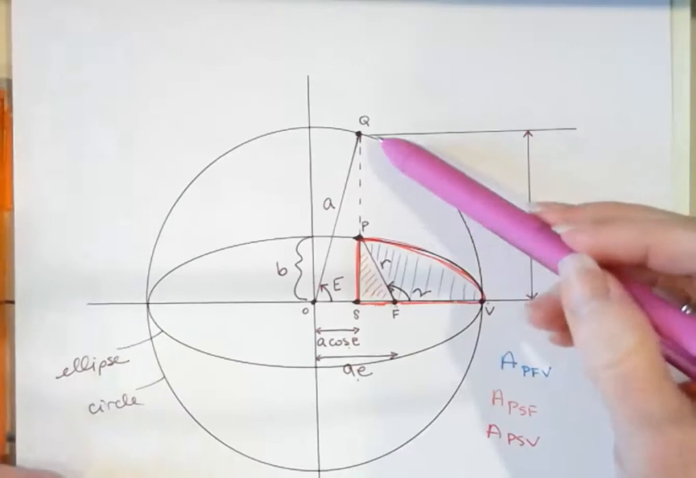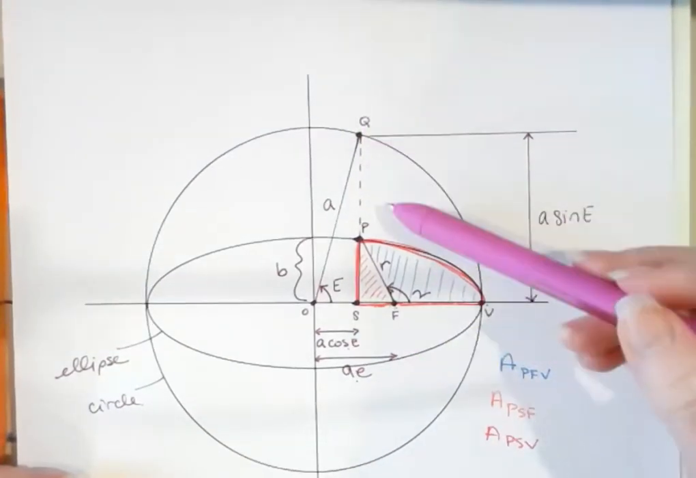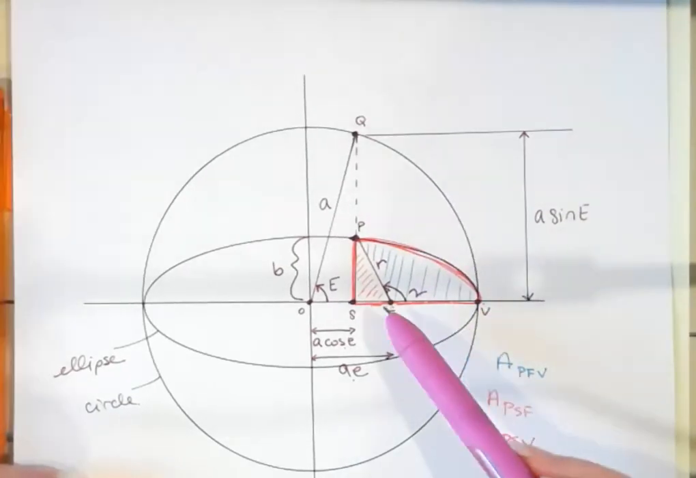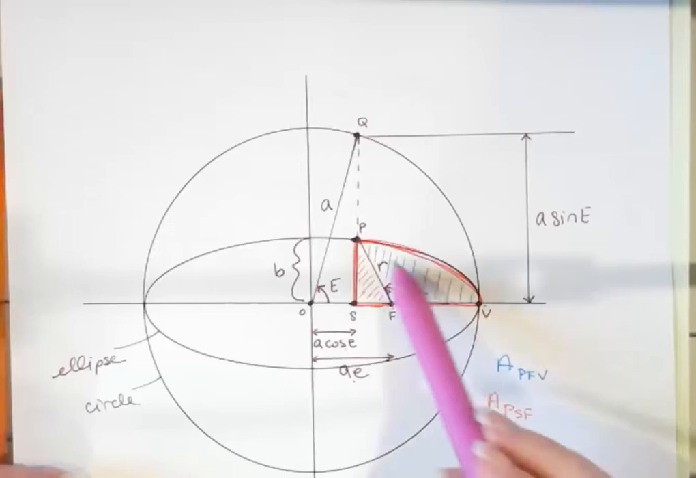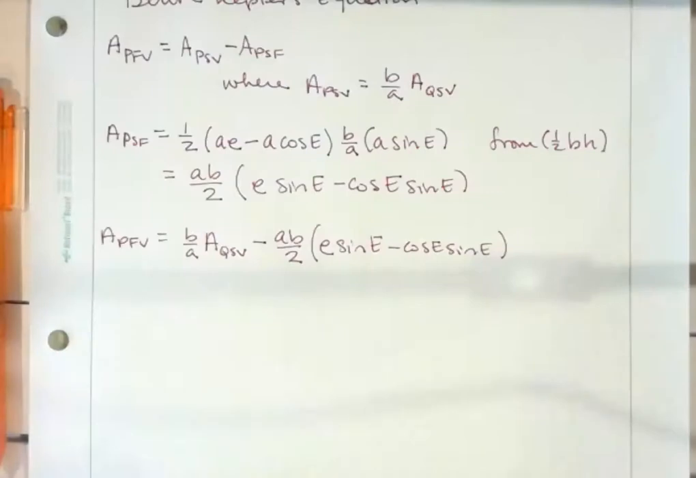So again, what that did, we look at this big QSV area again. We're going to do that ratio, so B over A, and multiply by that area, and then you're going to do minus PSF. And if you do that, you get that big PFV. Okay?